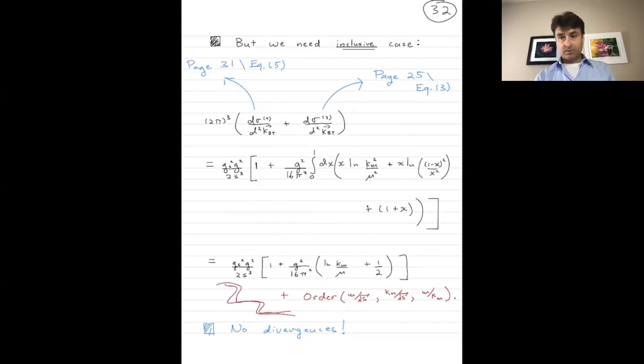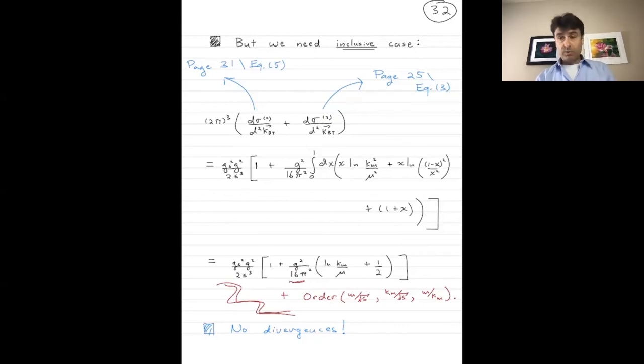And after I do the integrations over x, which you can just check yourself, they're simple integrals, I get a fairly simple final answer, right? I just get g squared over 16 pi squared as a correction term times a logarithm of km over mu. And remember, km essentially defines what I mean by this jet, okay? And then just some factor of 1/2.